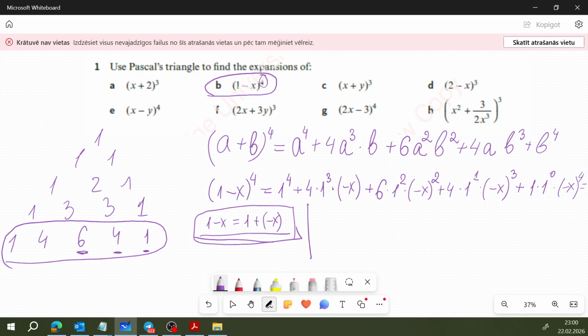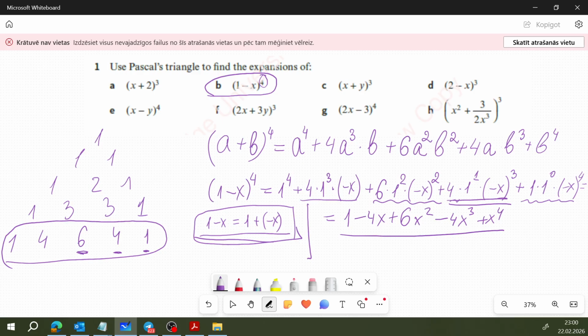So here we will have the following. It will be just 1. Here, if we calculate this part, it is 4 minus 4x. Then if we calculate this part only, the minus will disappear because here is squared, and here we have just 6. So it will be plus 6x squared. Then if we just take this part, here minus will stay, and here will be 4x cubed. And in order to take this one, it will be just plus x to the power of 4. So this expression we obtain, and this is the geometrical expansion.